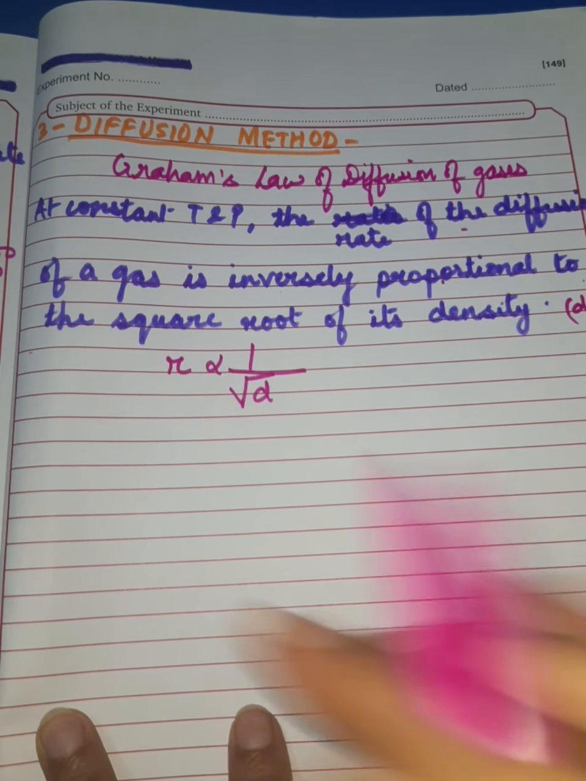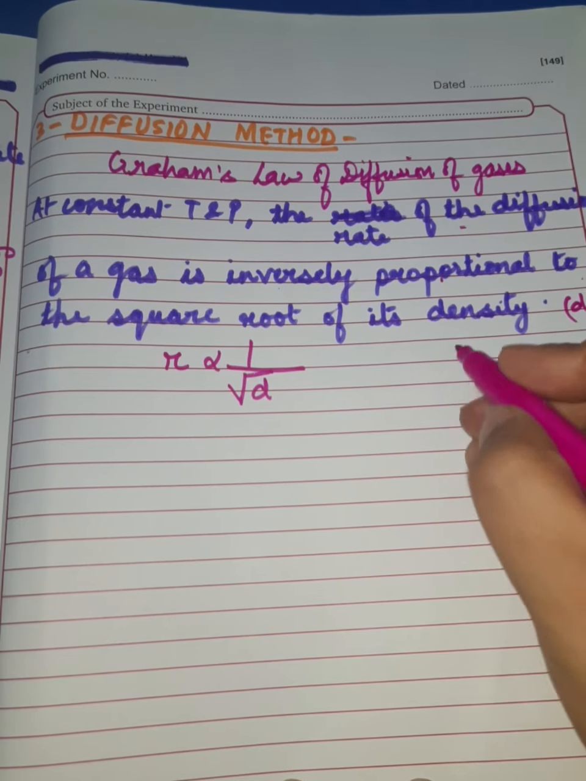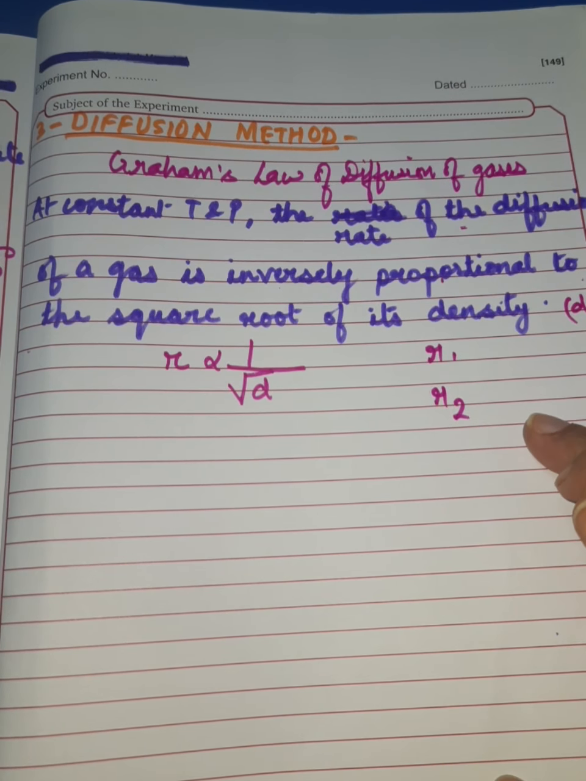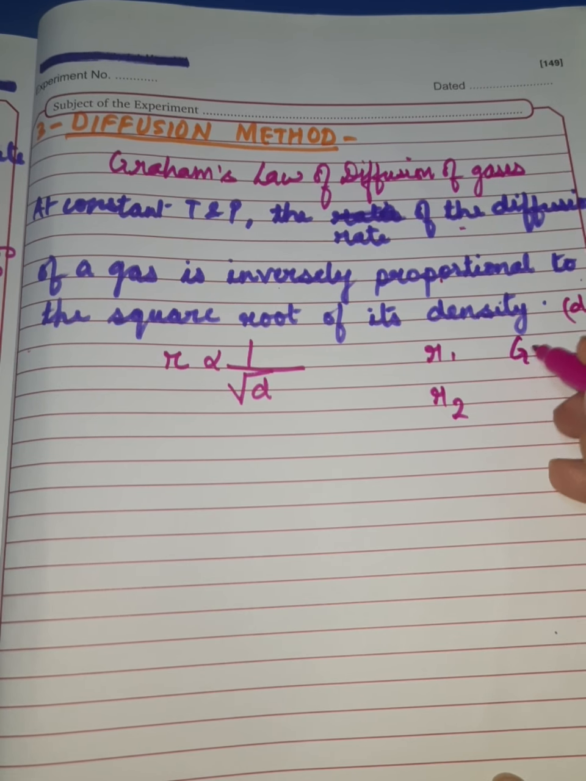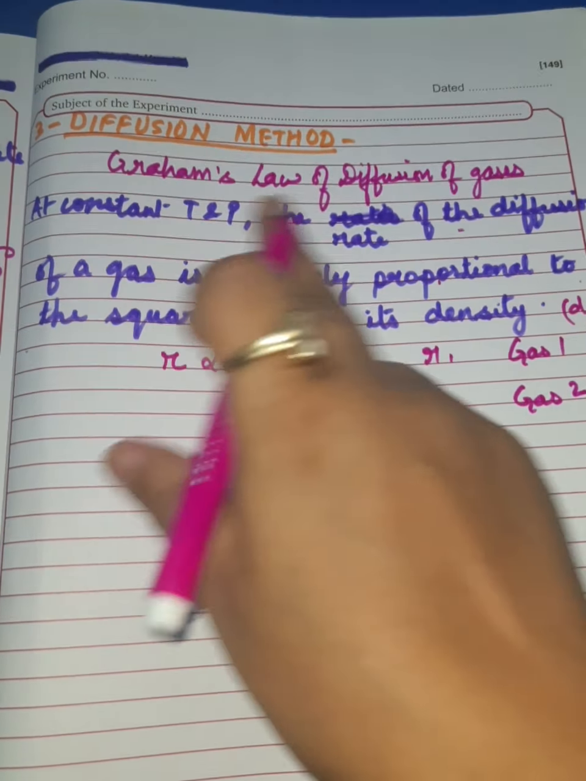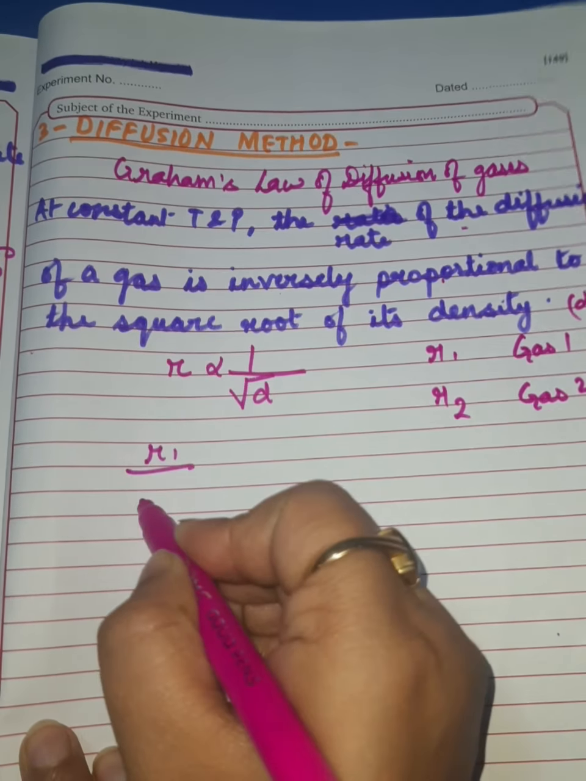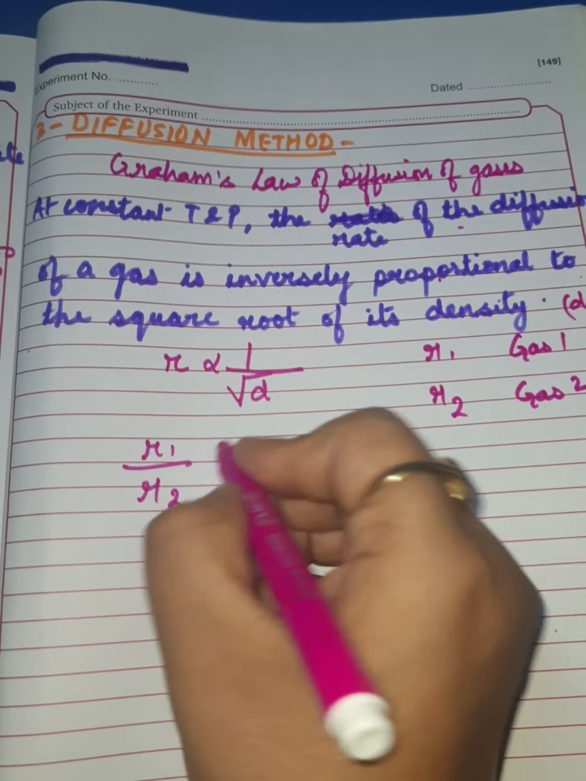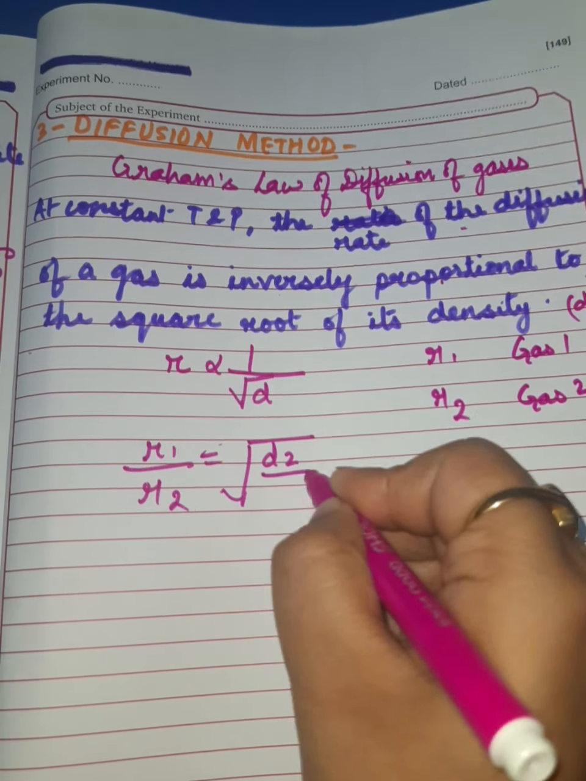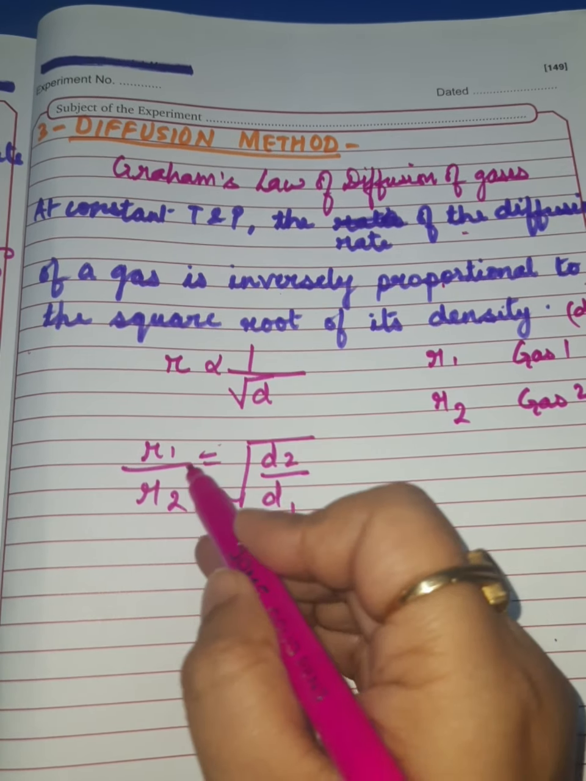of its density. Alright, so suppose R1 and R2 are two rates of diffusion of two different gases. Say this is gas 1 and this is gas 2. So according to Graham's law of diffusion, we can write the formula R1 upon R2 is equal to square root of d2 upon d1, because rate of diffusion is inversely proportional to density.